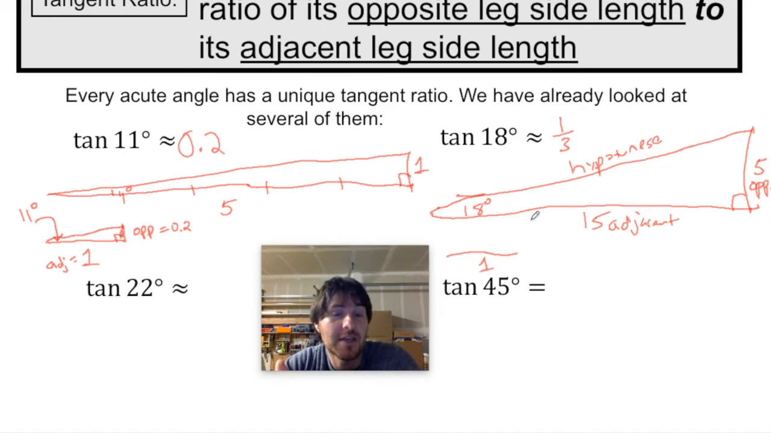It's the other side, part of the 18-degree angle here. So 5/15, that's approximately 1/3, right? Well, 5/15 is 1/3, but tangent of 18 degrees is approximate. We're going to see in the next slides. It's pretty close to 1/3 here.